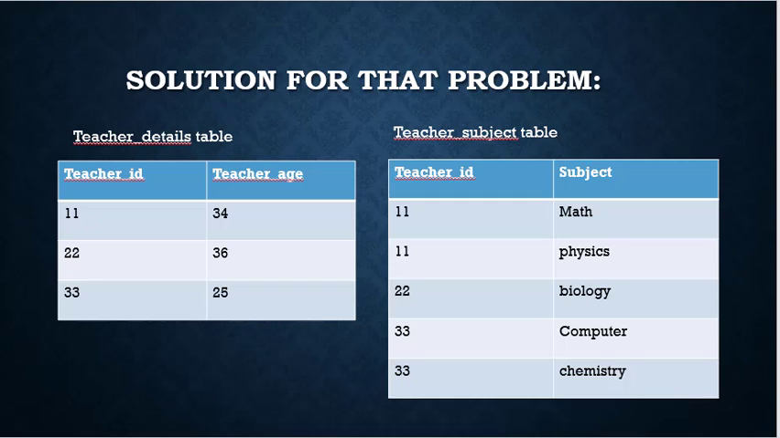Now you would ask how to solve that problem. To make the table comply with second normal form, we can break it into two tables like this. And we have formed two tables. One is the teacher detail table, another is the teacher subject table. Now these tables satisfy the second normal form.